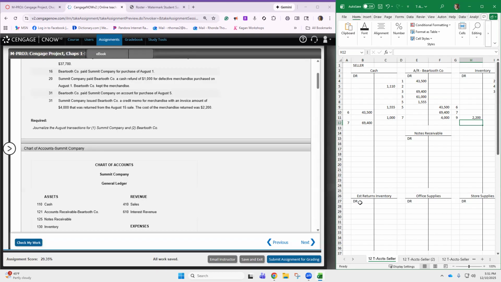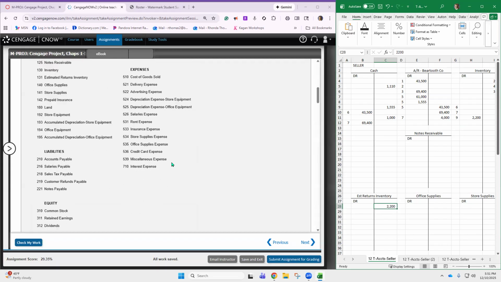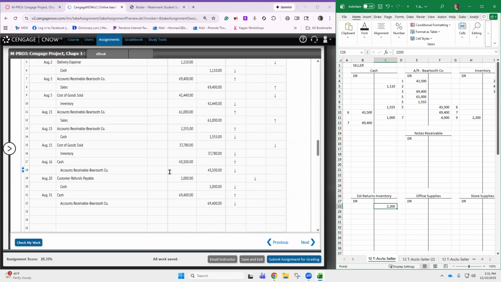So when that return happens, we go to the estimated returns inventory and put a credit in here. Now, I know this is hard to get, but once again, that inventory came back. We're going to put it back in inventory and then credit estimated returns inventory. All right, so that's what we're going to need to do from the seller's point of view. So let's go ahead and do that first, just so we've got that done.